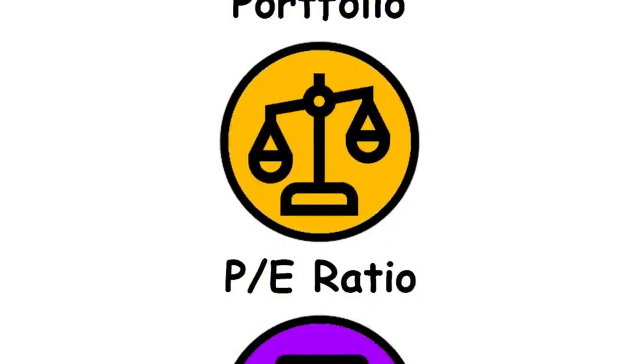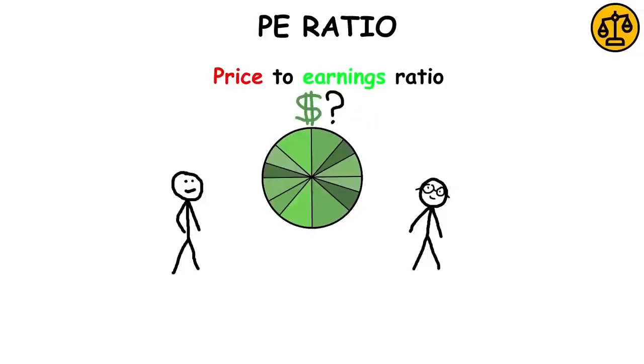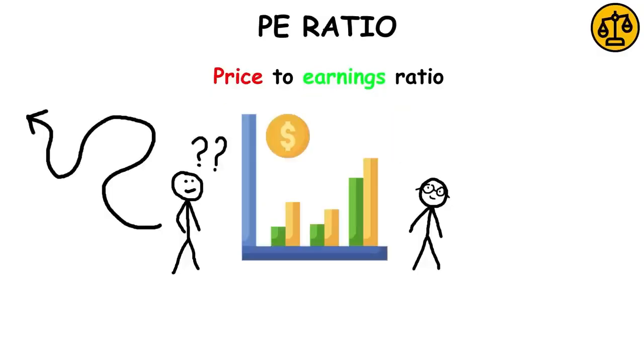P/E ratio. The price-to-earnings ratio is one of the most widely used tools that investors and analysts use to determine a stock's valuation. It's one indicator of whether a stock is overvalued or undervalued. However, the P/E ratio can mislead investors because past earnings do not guarantee future earnings will be the same. Likewise, projected earnings may not actually happen.